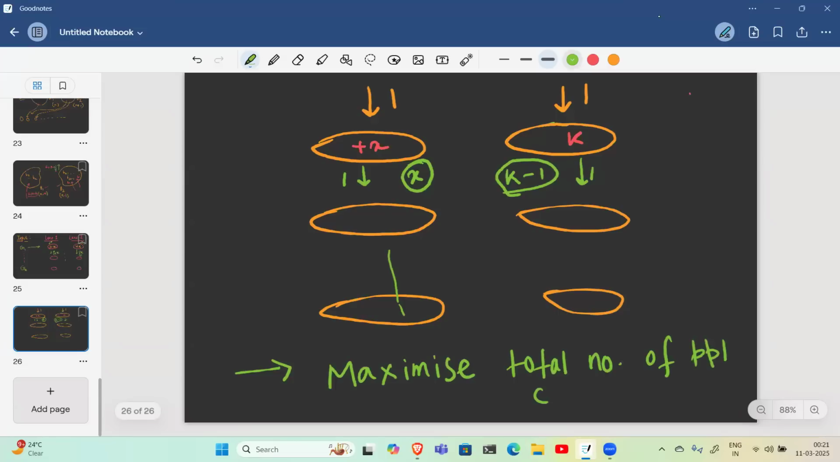Okay, so we need to somehow smartly redistribute the people who are taking birth so that we maximize the total number of people who come out. Okay, so is the idea clear?